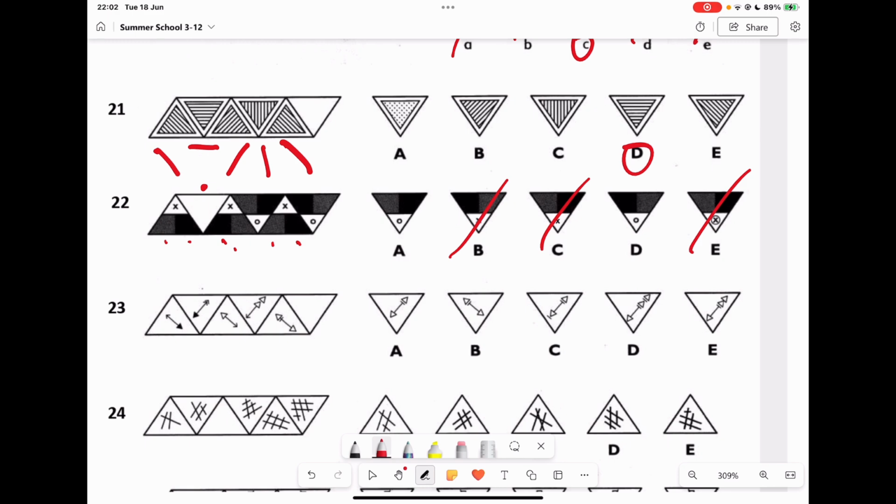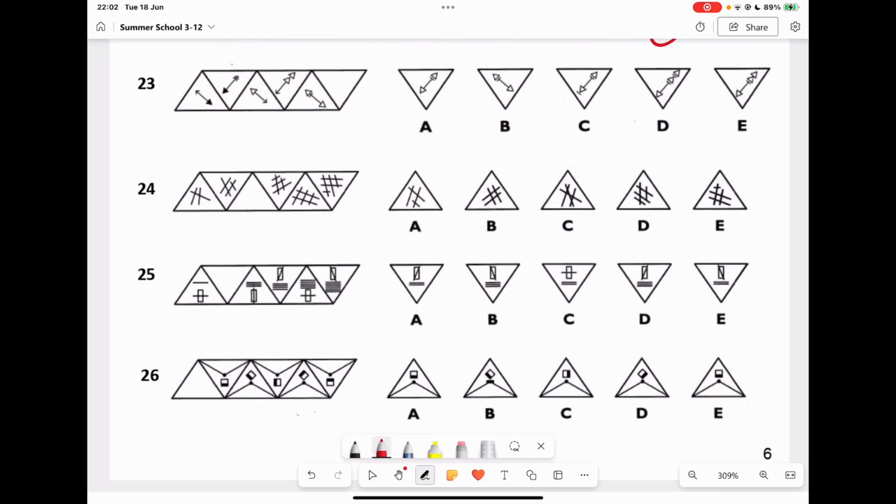So it will be a similar pattern at the top. So we have grey, black, black, grey. So we can assume that there'll be grey on the right. So with that, our answer would be D.